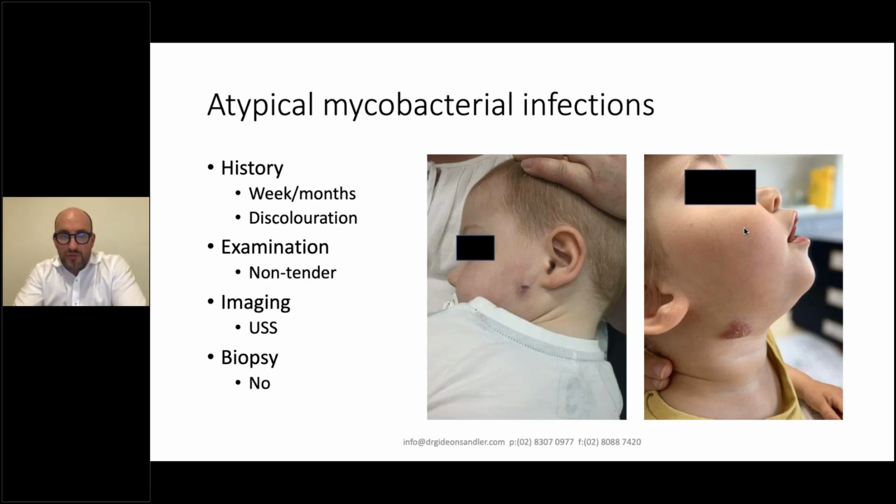The patient will present with weeks to months of a lump, which then may become discolored. Sometimes they discharge spontaneously, but the hallmark signs are that they're painless, there are no constitutional symptoms, and the skin goes a purplish color once they start to mature. Imaging can be done with an ultrasound, but usually this is a clinical diagnosis. If a patient presented with these clinical signs, I'd be satisfied to make a diagnosis of atypical mycobacterial infection.